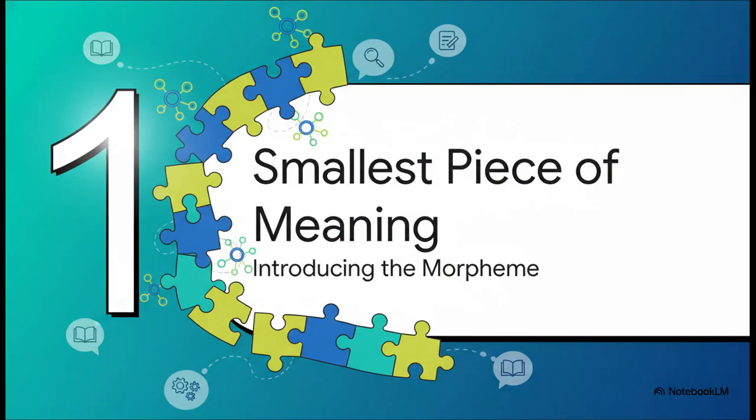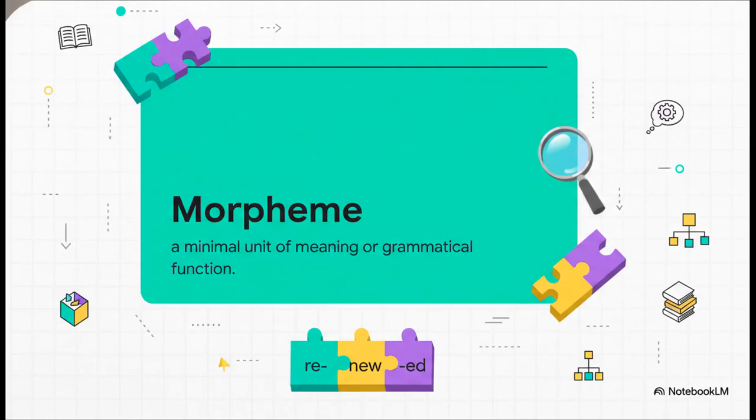It's a specific term in linguistics, and trust me, once you know it, you are going to start seeing it absolutely everywhere. And here it is. That fundamental building block is called a morpheme. Now, the official definition is a minimal unit of meaning or grammatical function. So what does that really mean? It means it's the smallest piece you can break a word into that still carries some kind of information, whether that's a core idea or just a rule of grammar.